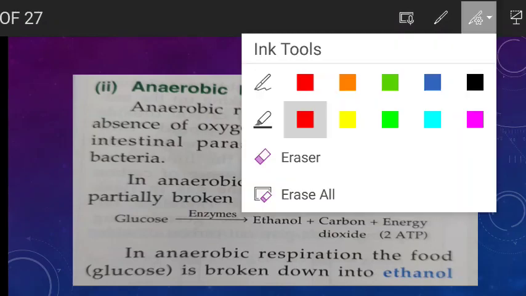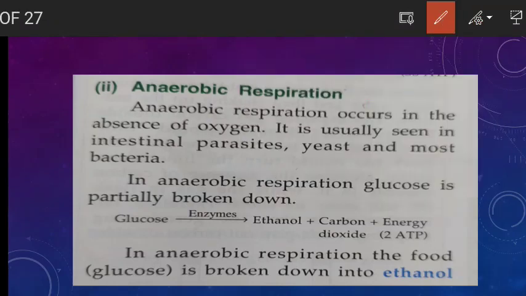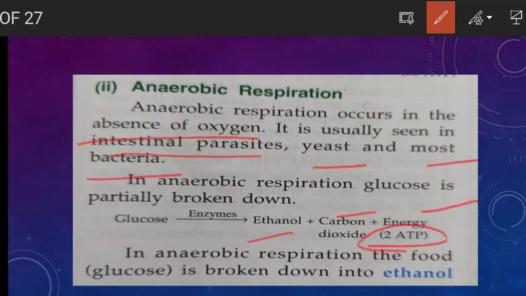Next is anaerobic respiration. Anaerobic respiration occurs in the absence of oxygen, and it is usually seen in intestinal parasites, yeast and most bacteria. So you can write: intestinal parasites, yeast and most bacteria. In anaerobic respiration, glucose is partially broken down into ethanol, carbon dioxide and energy. And what amount of energy? 2 ATP. Clear? Then in anaerobic respiration, the partial breakdown of glucose occurs in different ways.